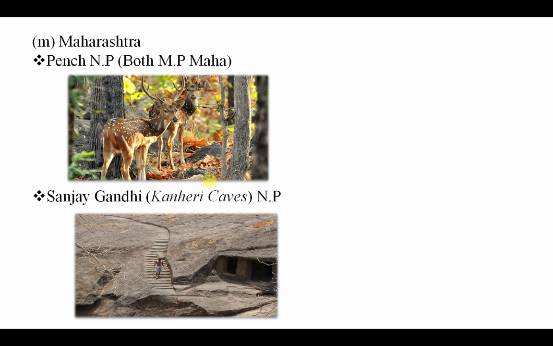Now Maharashtra. In Maharashtra, there are two important national parks. There is Pench National Park. Okay, Pench National Park, as I told you before, is in Madhya Pradesh. Pench National Park, Priyadarshini, the full name of this is Priyadarshini. So Pench National Park is in both states, that is in MP and Maharashtra. It covers both the states.